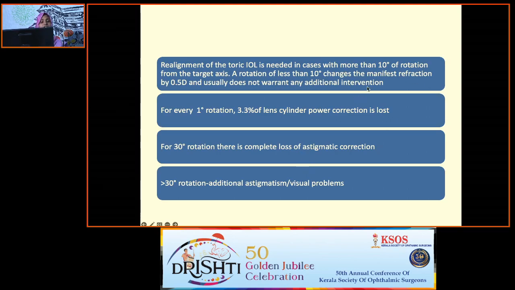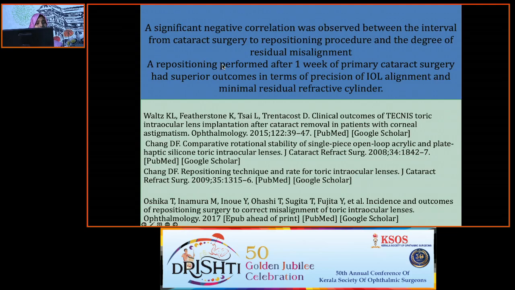180 degrees. Realignment of the toric IOL is needed in cases of more than 10 degrees of rotation from the target axis. A rotation of less than 10 degrees changes the manifest refraction only by 0.5 diopter and usually does not warrant any additional intervention. For every one degree of rotation, 3.3% of the lens cylinder power is lost. For 30 degrees of rotation, there is complete loss of astigmatic correction, and beyond 30 degrees additional astigmatism or visual problems will develop. Redialing only after 1 week is ideal, otherwise re-rotation will occur.